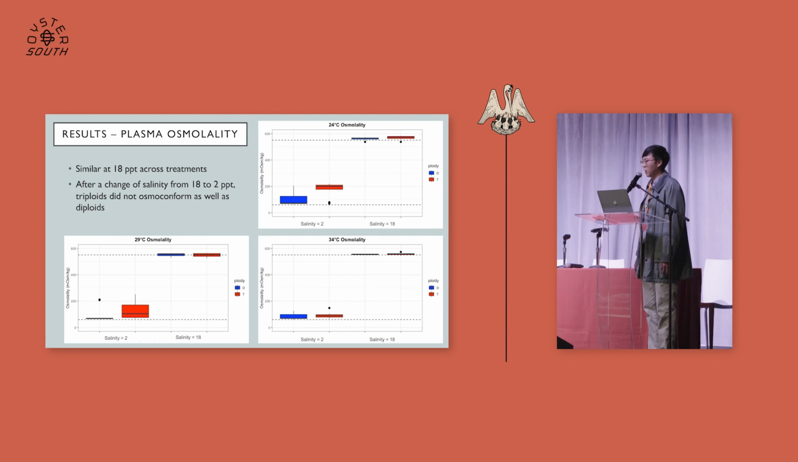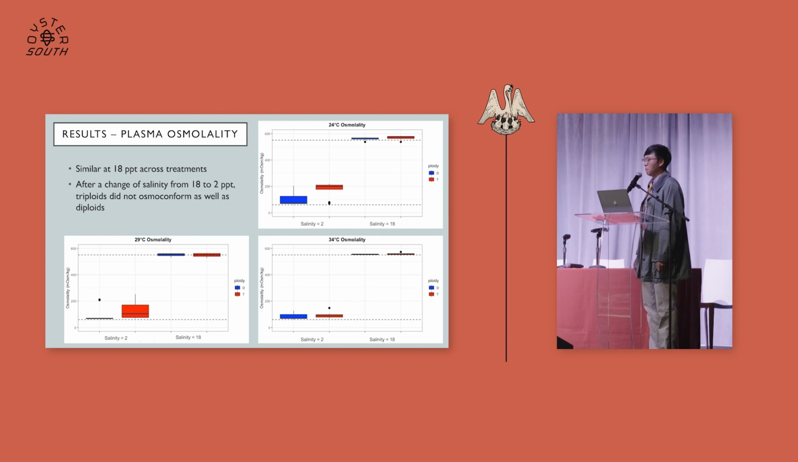Here's the results for the plasma osmolality. So just to orient you guys to this graph, once again, we got osmolality on the y-axis. We got the 2 different salinity treatments, 2 and 18, on the x-axis. Diploids are shown in the blue boxes and triploids are shown in the red boxes. And you'll notice 2 dotted lines in each of the graphs. That's the expected osmolality at 18 parts per thousand, which is the top one. And the bottom dotted line is the expected osmolality at a salinity of 2. So whichever box is closer to that dotted line means that's the box that's osmoconforming better.